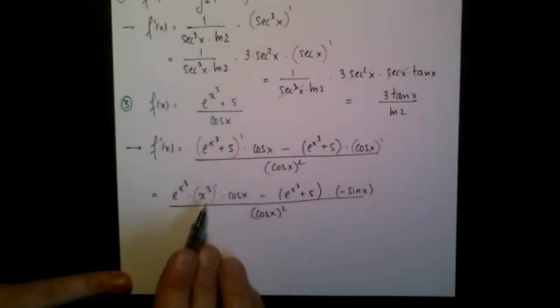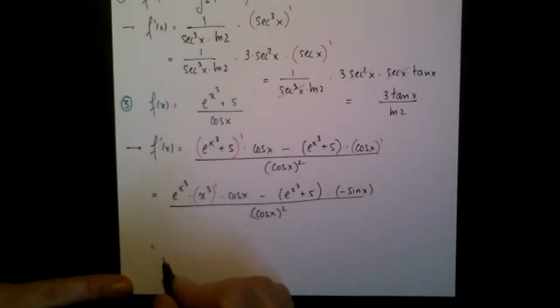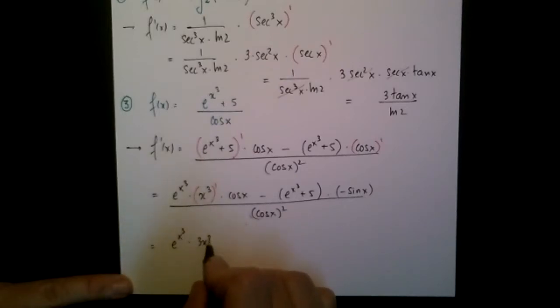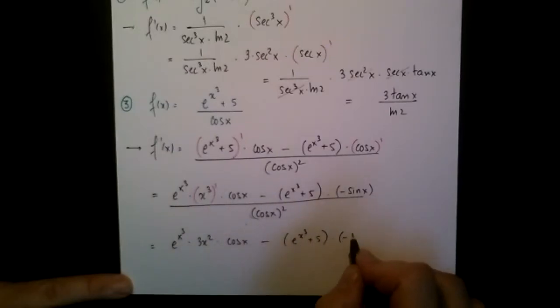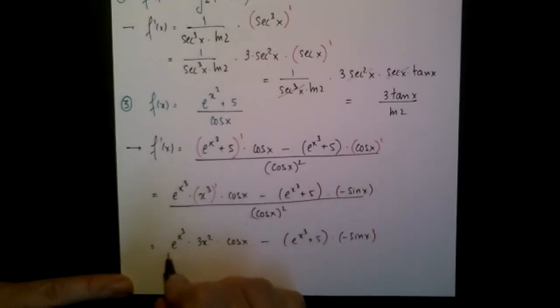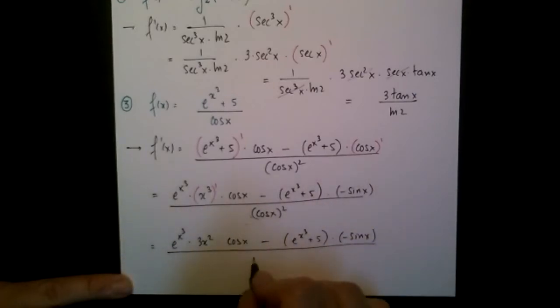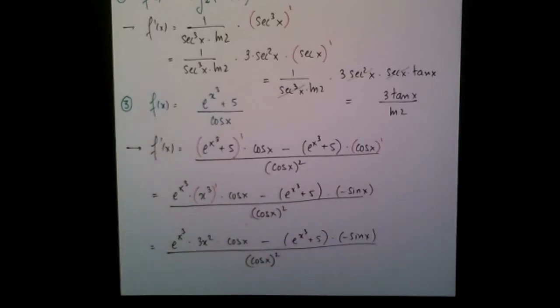That's it. The only thing left now is this little derivative to evaluate. So e to the x cubed times this is 3x squared cos x minus e to the x cubed plus 5 times negative sine x, over the cosine of x squared, and I'm done.